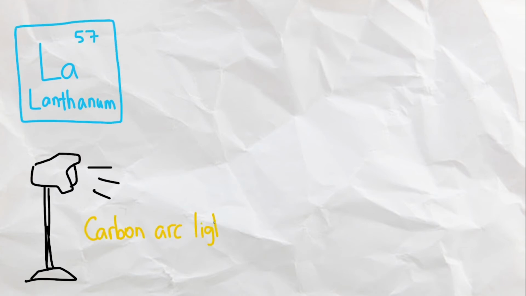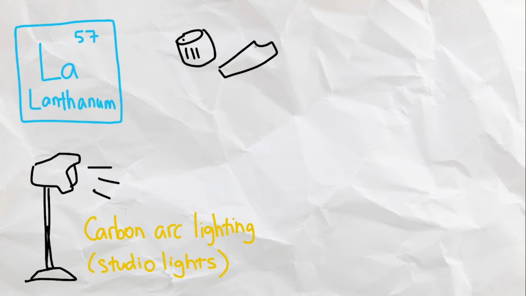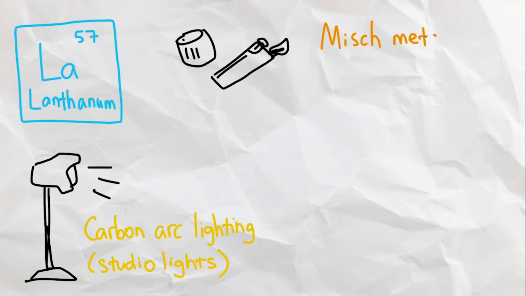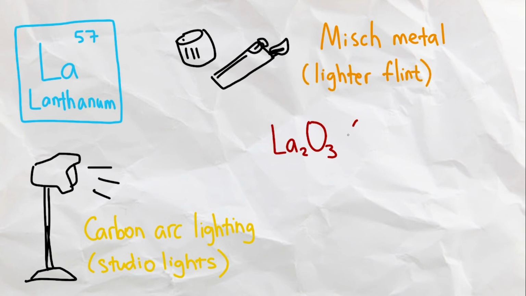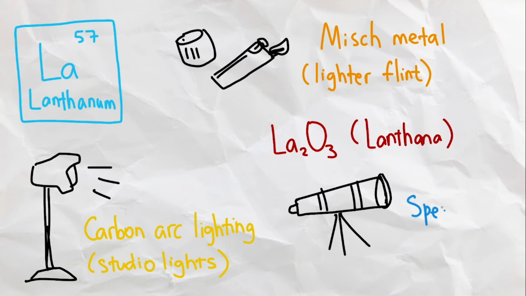Next, we have lanthanum, a rare earth metal that is used to make carbon arc lighting, which is most commonly used for studio and motion picture lighting. It is also used to make mischmetal, which is in lighters as the flint. The compound lanthana is used to make special glasses in telescopes and cameras.